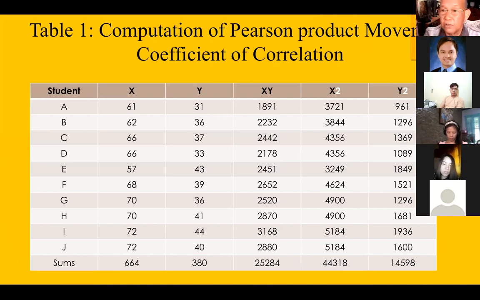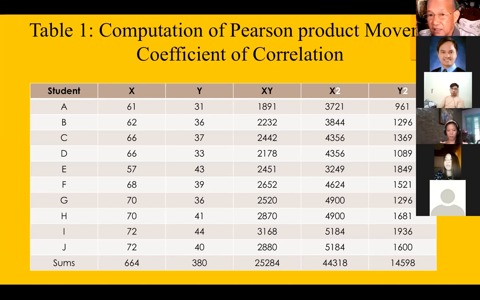You are also asked to find X square summation. All right? So what do? You square every X value. 61 square or 61 times 61 is 3721. 62 times 62 is 3844. You do it for all and compute for summation X squared. So you have 44,380. Finally, you need summation Y squared.